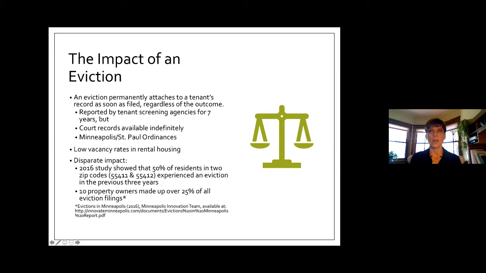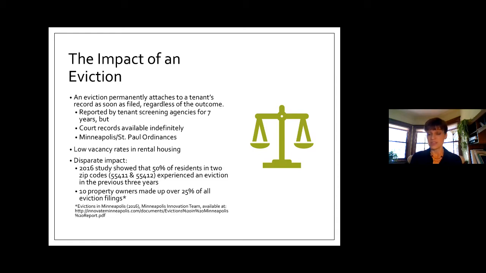Minneapolis and St. Paul have passed tenant protection ordinances, which do limit landlords' ability to screen for evictions to some degree. The Minneapolis ordinance is now in effect for landlords with over 15 units, but won't be in effect for all landlords in Minneapolis until December 1st of this year.